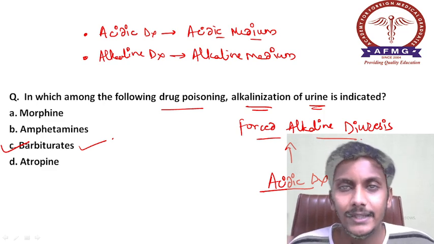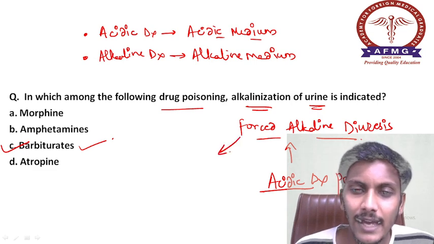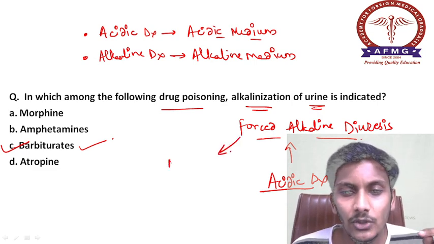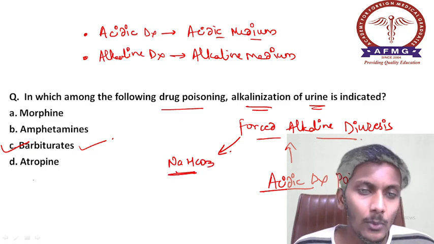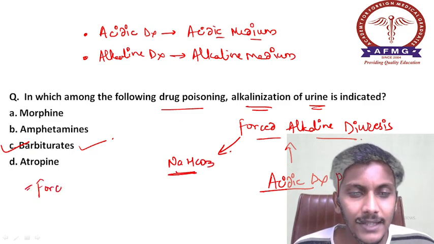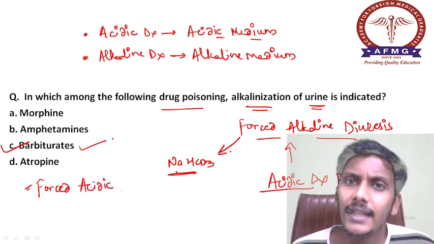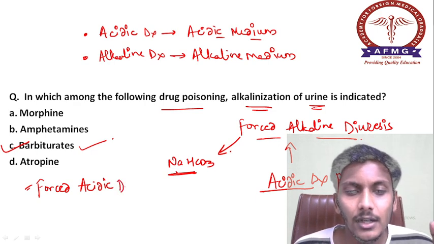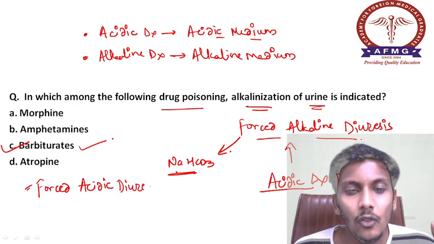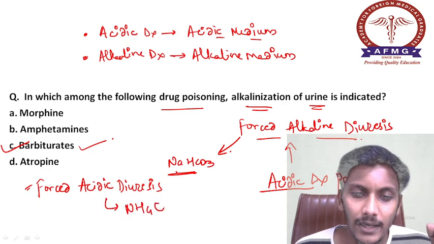So the only option from this is barbiturates, which is an acidic drug, and therefore we will require forced alkaline diuresis. An important thing to be remembered: in cases of forced alkaline diuresis, what do we use? We use sodium bicarbonate. Whereas when will we do forced acidic diuresis? In cases of alkaline drug toxicity like morphine or amphetamine toxicity, right? So please remember, in cases of forced acidic diuresis, we will use ammonium chloride.